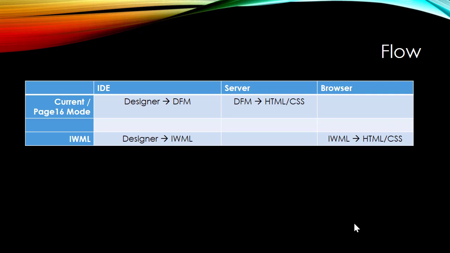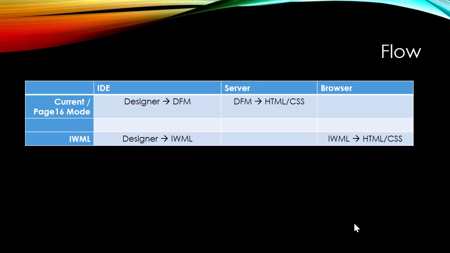But instead of translating that into HTML and CSS on the server, instead it will just send down the IWML file to the browser, and the TypeScript library, the IWCL, the IntraWeb component library, will then convert the IWML to HTML and CSS in the browser, and it does this using the DOM rather than strings. So this is a lot faster. It requires a whole lot less CPU, a whole lot less RAM, and even a lot less bandwidth.